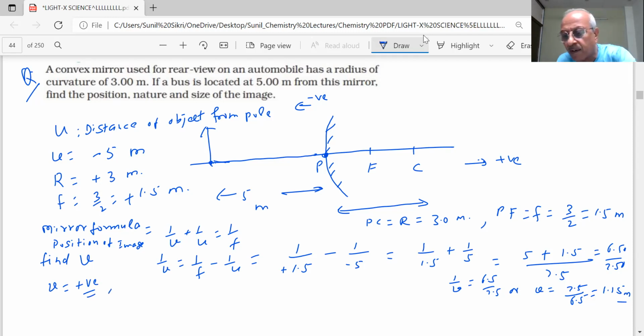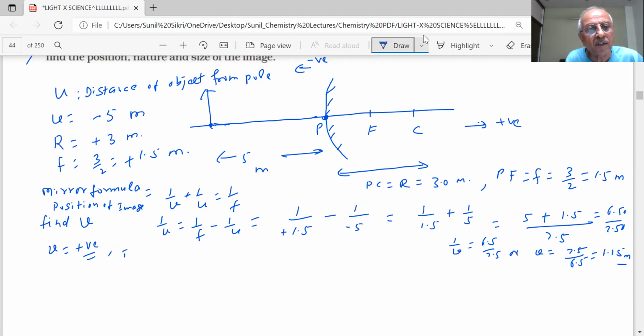So that means, student, the image is above the principal axis. Image is above the principal axis. So what type of image will this be? If it is above, it is erect. Then is it virtual or real? That means the image will be virtual.